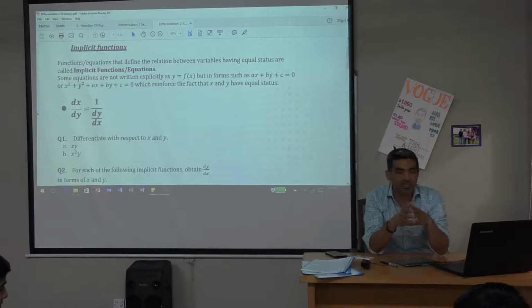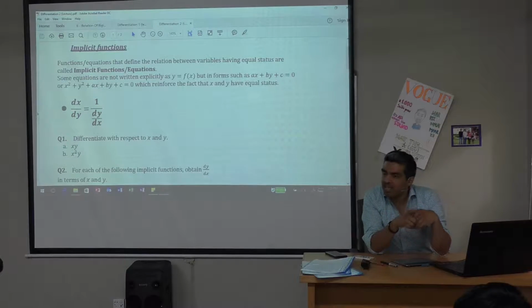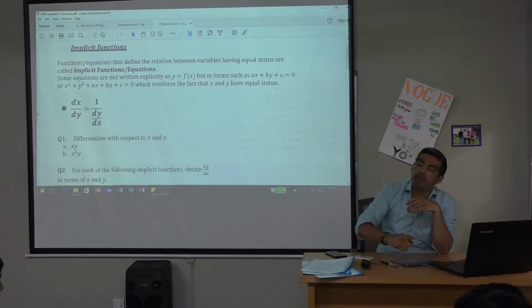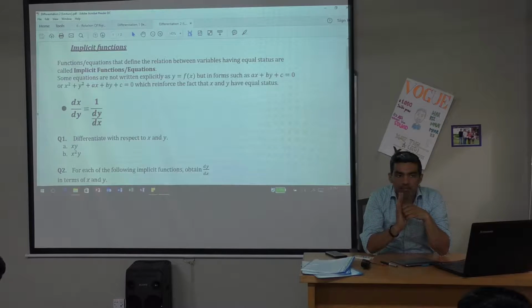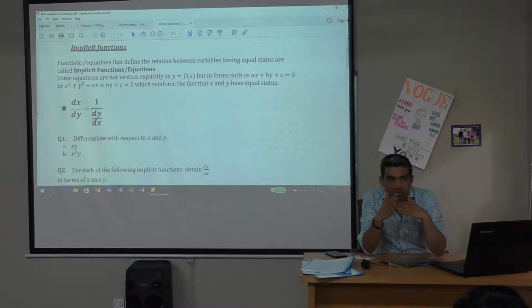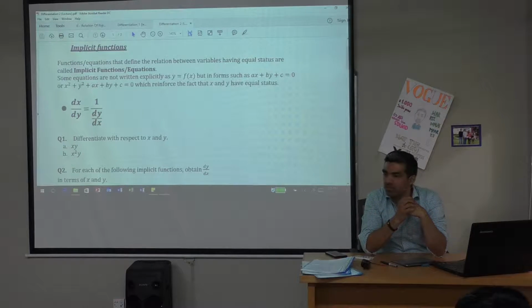The reason is very simple. Because both x and y have equal status, that is why you cannot take different units on different axes. You take the same unit. If 1 centimeter is representing 1 unit on the x-axis, you have to take 1 centimeter representing 1 unit on the y-axis as well. Otherwise, perpendicular lines will not appear perpendicular in coordinate geometry graphs, and circles will appear oval. They will not appear circle. Are we okay till here?